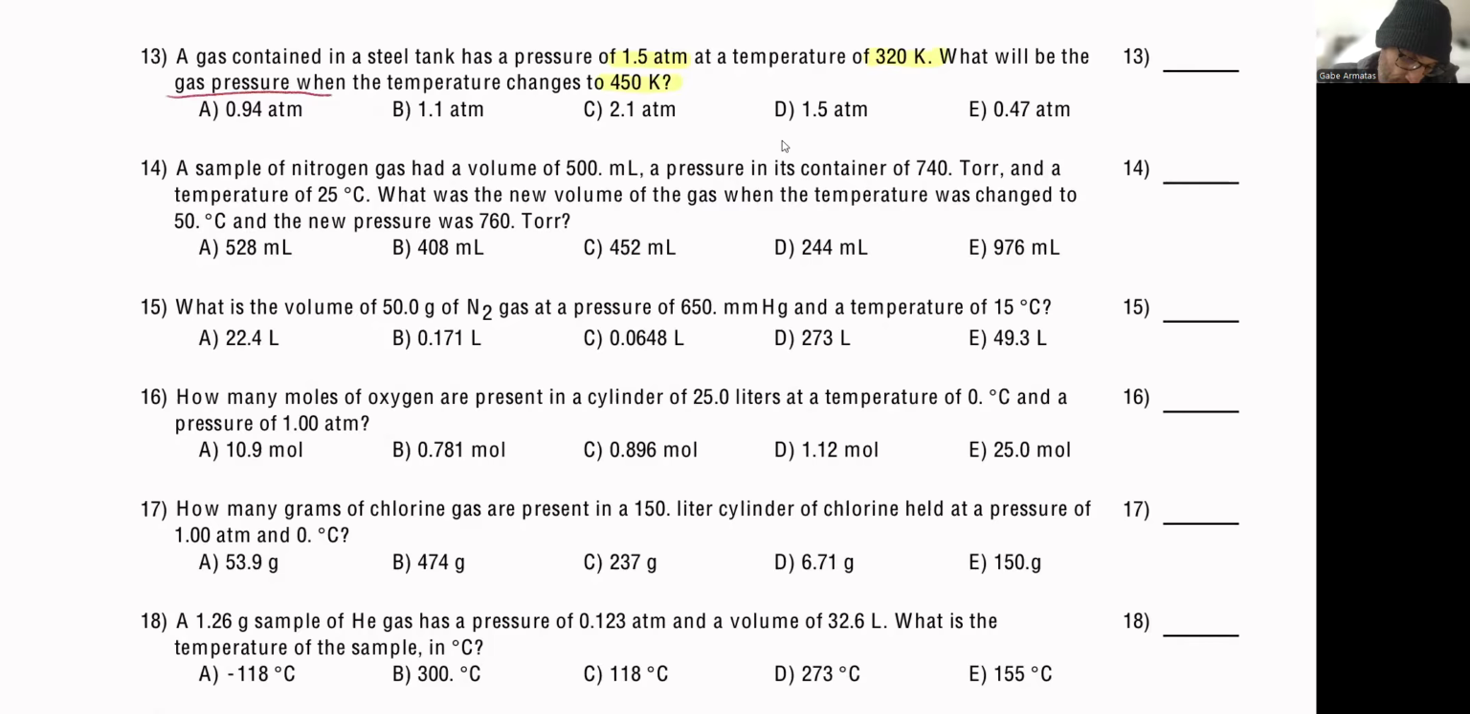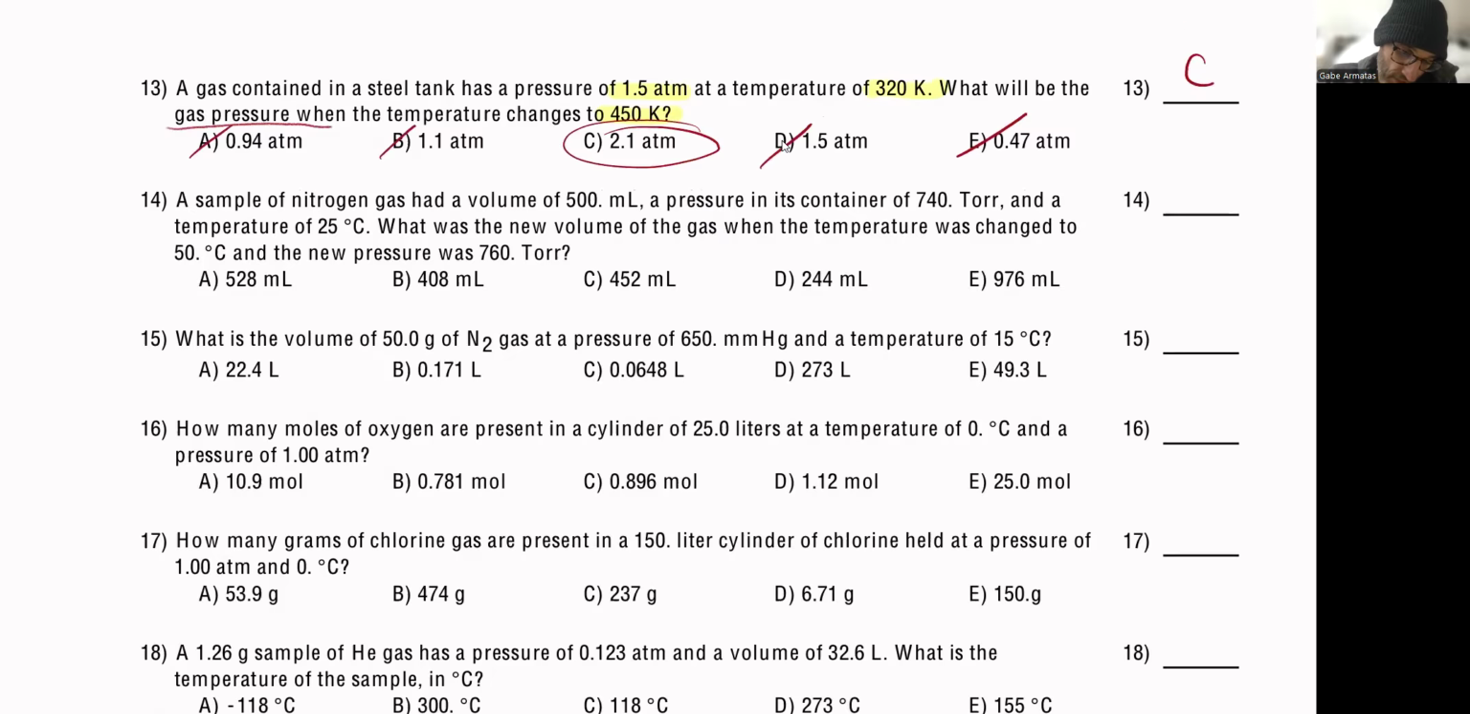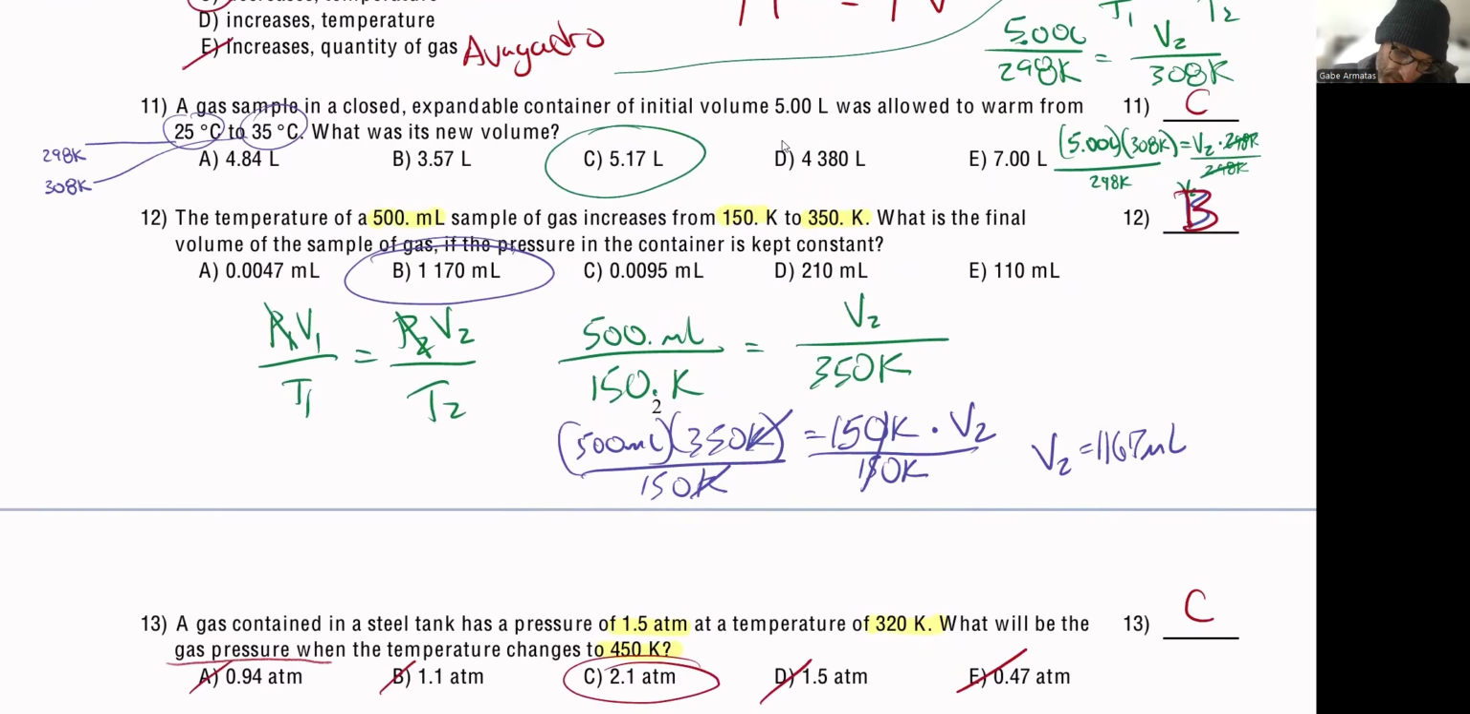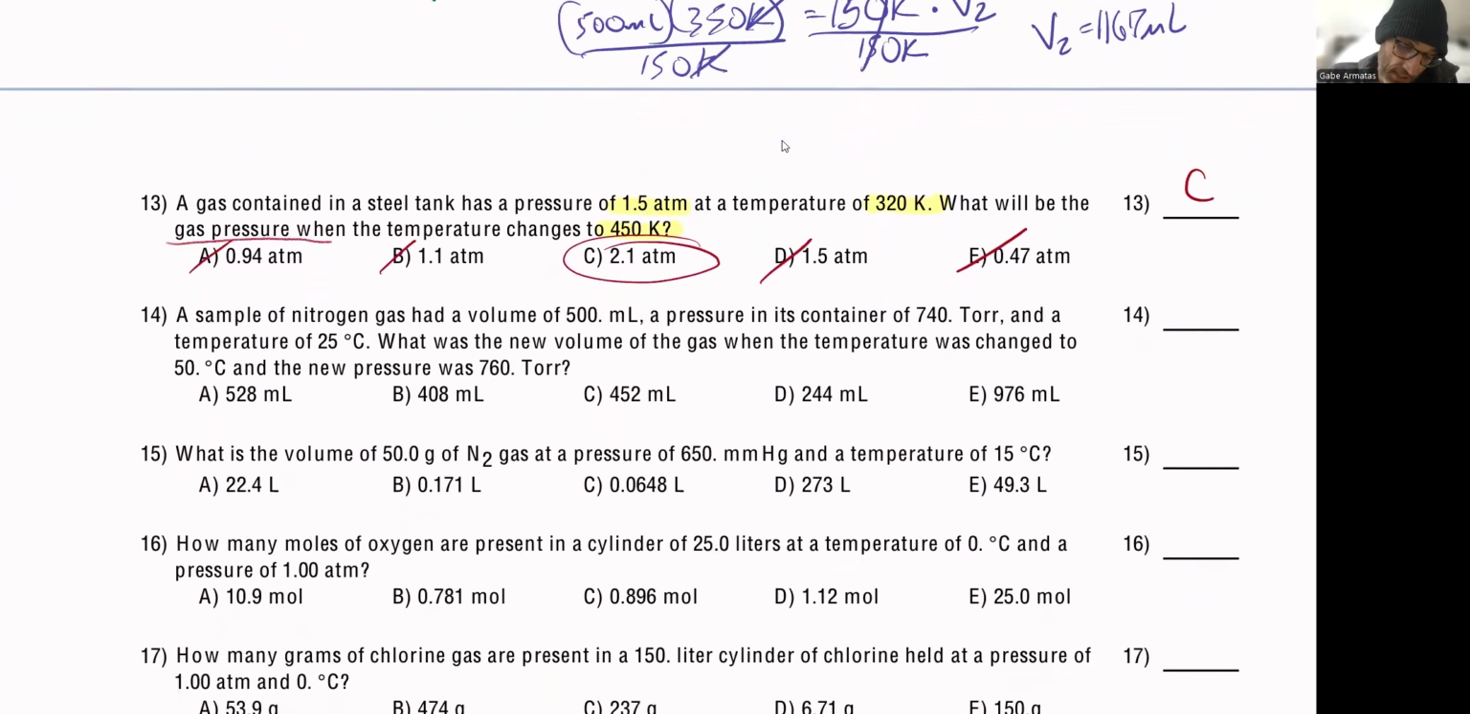We do know that the temperature increased, so the pressure should increase. That means that I can eliminate all of these. In fact, I can eliminate all of them, and it comes down to this. When the temperature increases, so should the pressure. Our answer is going to be C. Volume is kept constant. We see an increase in temperature, so pressure is going to increase as well. There's only one option here for actually showing an increase in pressure.